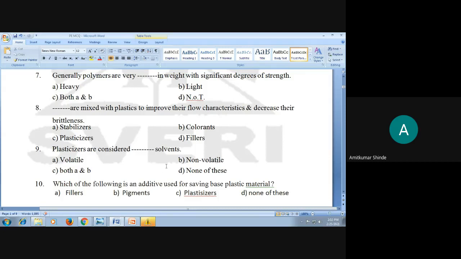Okay, few I have collected here. One or two I will read. The material which softens on heating and solidifies or hardens on cooling, you have to name it. The plastic materials which soften on heating and harden on cooling are thermoplasts. Okay, answer will be thermoplasts.